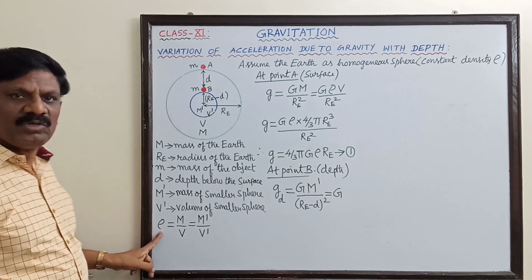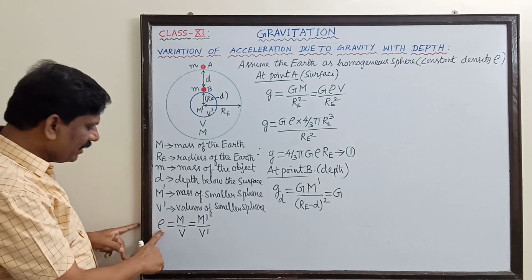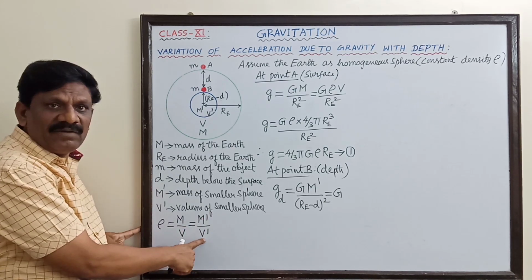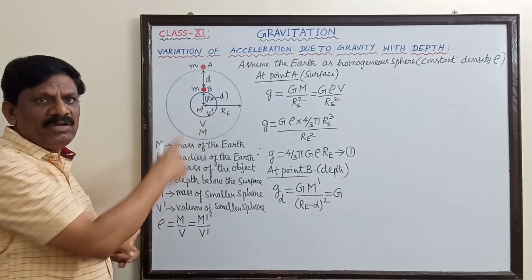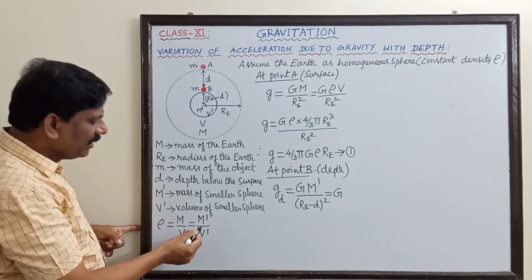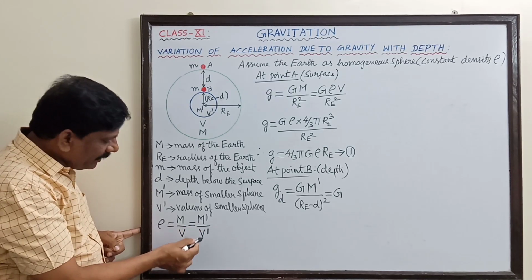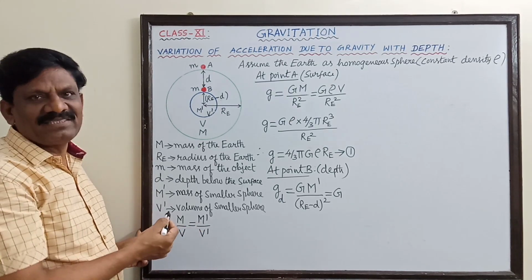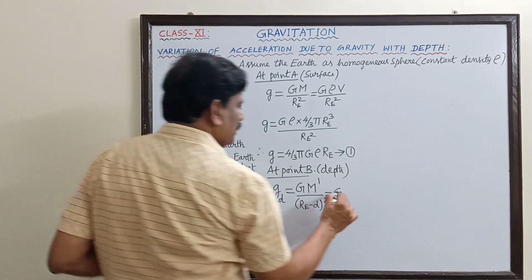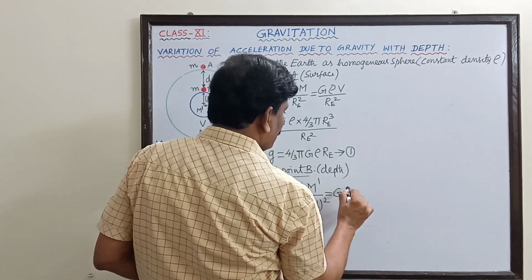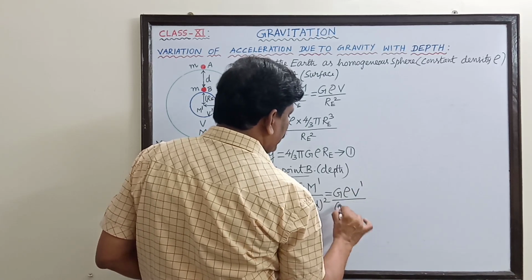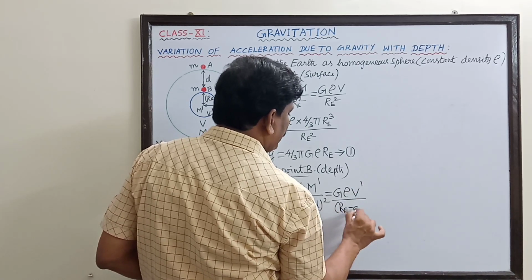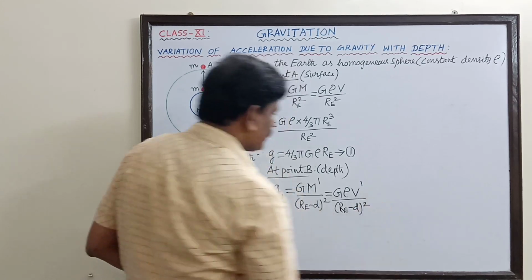And this is equal to capital G into... now rho is assumed to be constant. So it is also equal to M dash by V dash, where M dash is the mass of the smaller sphere and V dash is the volume of the smaller sphere. So I can also write M dash as a product of rho into V dash. So this also can be written as the product of rho into V dash divided by Re minus d the whole square.